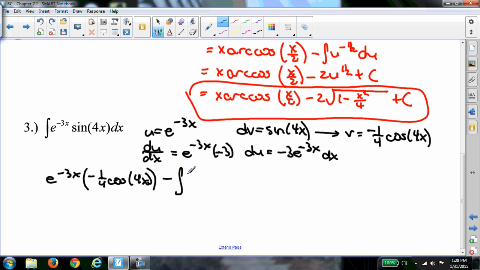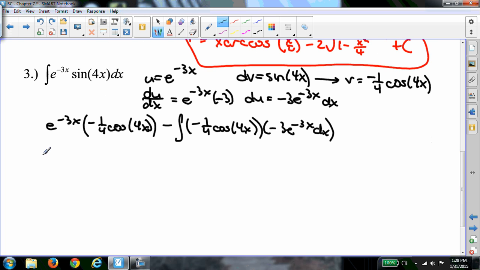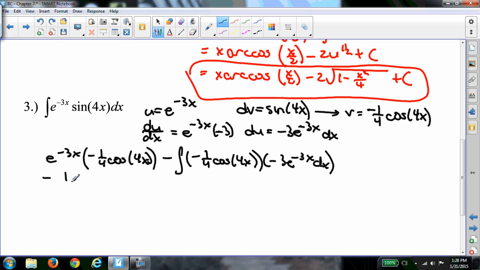minus the integral of v, negative 1/4 cosine of 4x, du, which is negative 3e to the negative 3x dx. And I'm going to go ahead and simplify this before I do my next parts. So the first term is negative 1/4 e to the negative 3x cosine 4x. Distributing this, I have 3 minus signs, so that becomes minus 3/4 integral of e to the negative 3x cosine 4x dx.